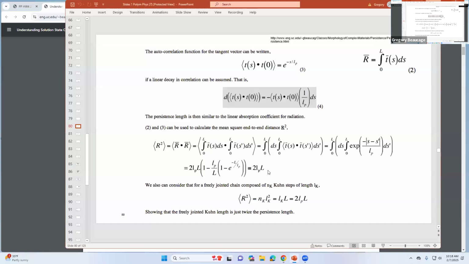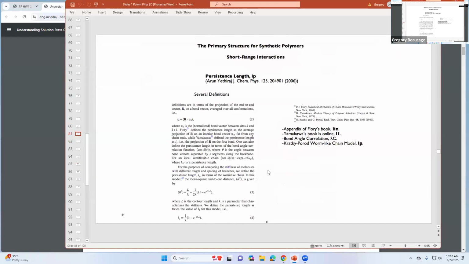That's it. And that stuff is also in this paper by Yitra, which is somewhere on the webpage, but I don't know where he goes through exactly that. And it's also in the appendix of Flory's book, which I don't have up online. It's in Yamakawa's book, which is online.